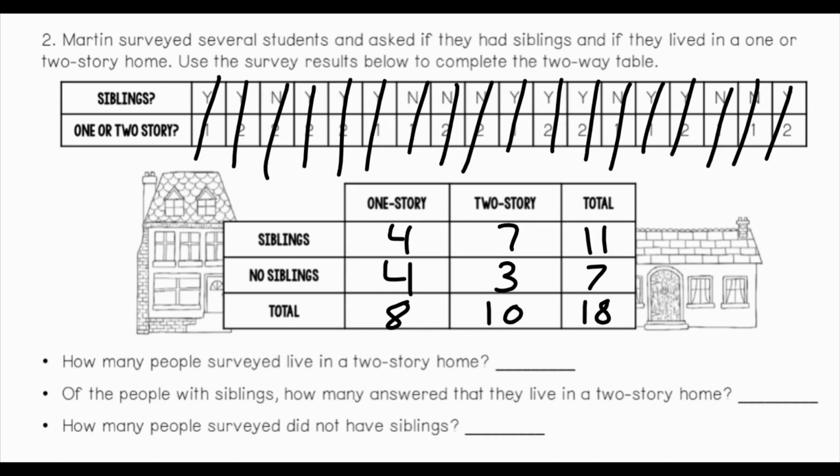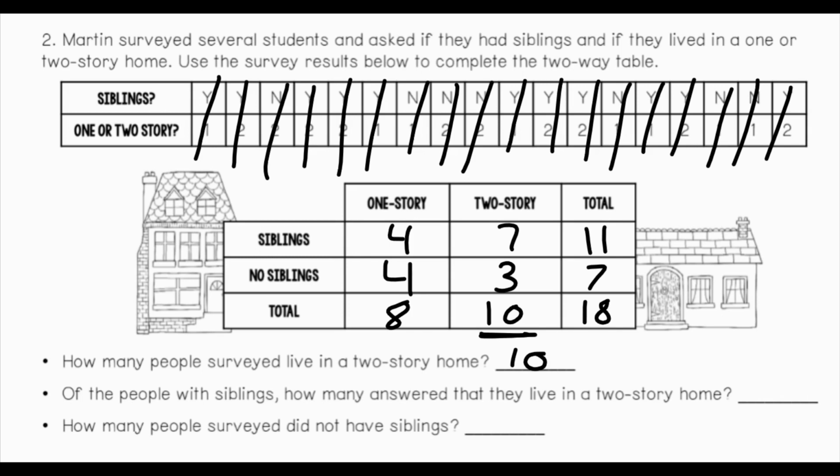Now I can go back through my data and check just to make sure that I have 18 surveyed results. So if I count this again, I have 18 total people surveyed, therefore I didn't miss any data points. Now it asks how many people surveyed live in a 2-story home. So the amount of people in a 2-story home would be this box here, which is 10.